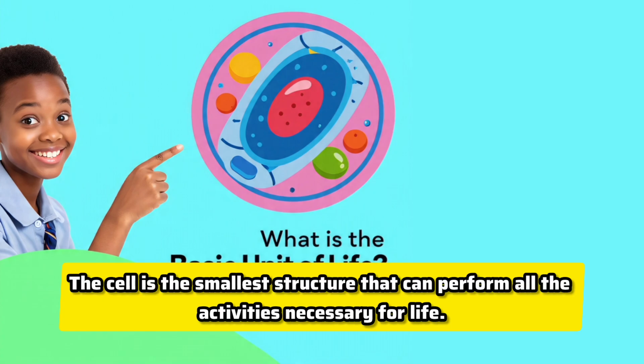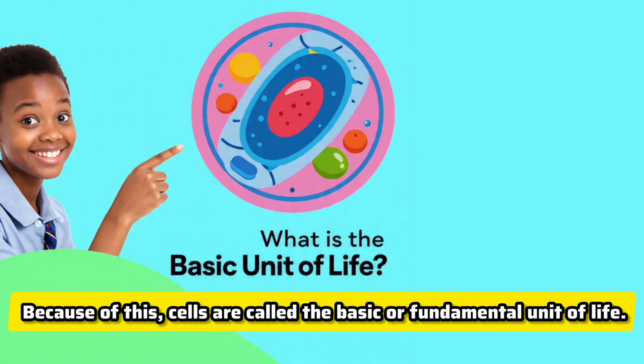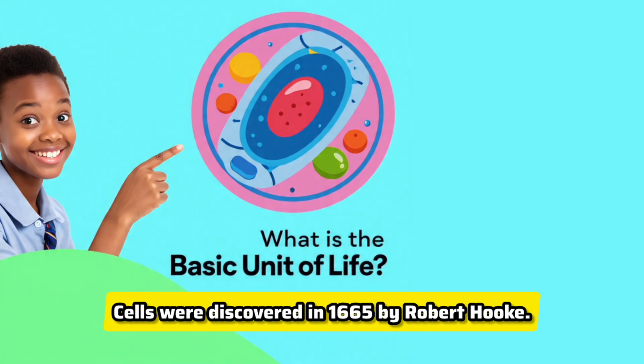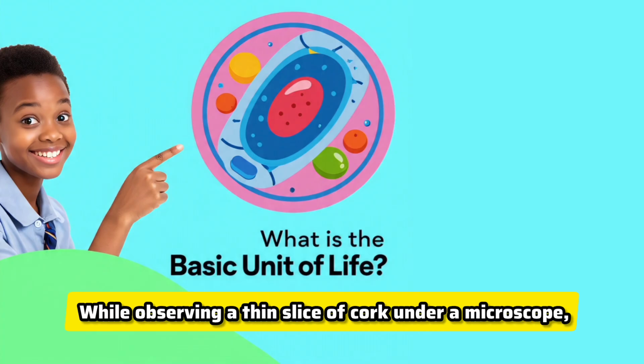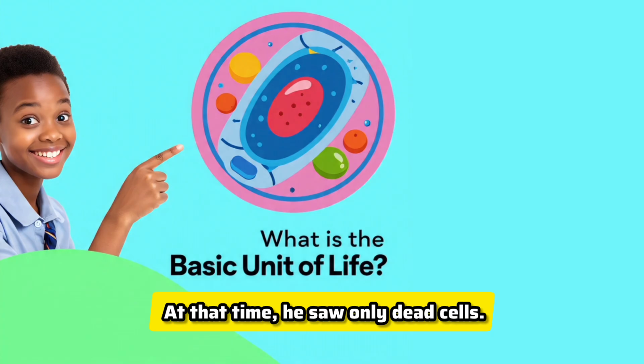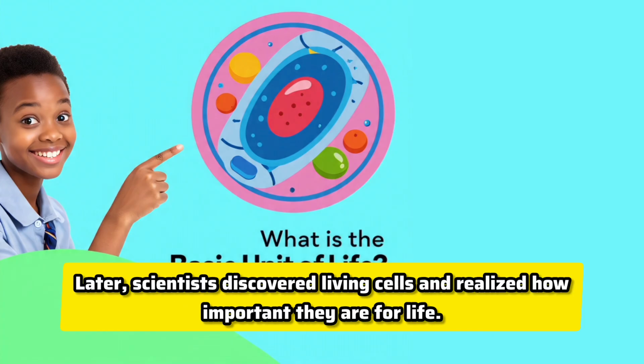The cell is the smallest structure that can perform all the activities necessary for life. Because of this, cells are called the basic or fundamental unit of life. Discovery of the cell. Cells were discovered in 1665 by Robert Hooke. While observing a thin slice of cork under a microscope, he noticed tiny box-like structures and named them cells. At that time, he saw only dead cells. Later, scientists discovered living cells and realized how important they are for life.